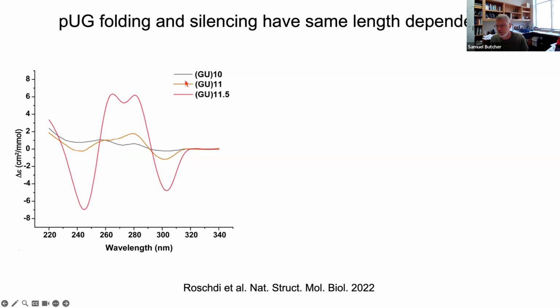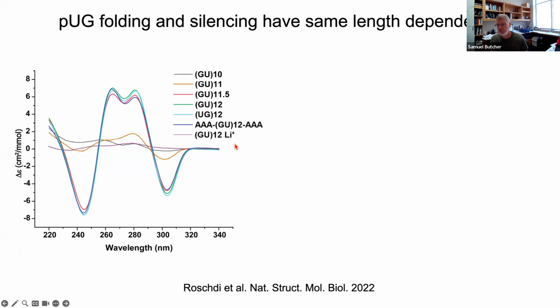Okay, so we see no structure at 11 and structure at 11.5 repeats. That means 12 guanosines, 11 uridines. If we then make it longer, structure is still there. If we flip it from GU12 to UG12, the structure is still there. And that's what we'd expect. The only difference between UG12 and GU at 11.5 is that this one has an extra 5' U. If we put it in the middle of an RNA, we still see the structure. So it doesn't have to be at the 3' end to form a structure. And if we put it in lithium, the structure goes away, and that's characteristic of a quadruplex. So all of these are folded in potassium.